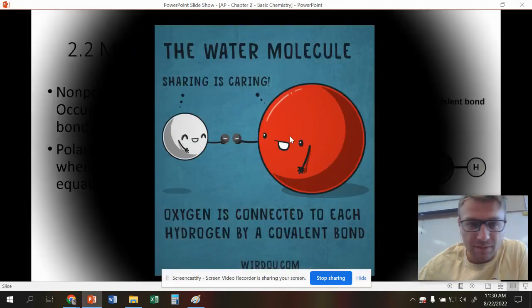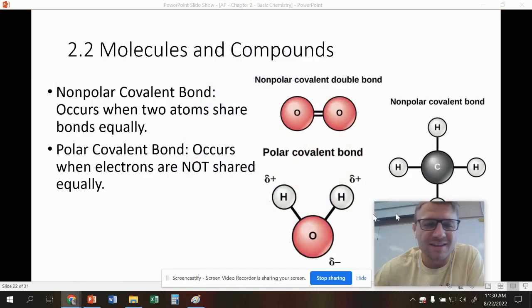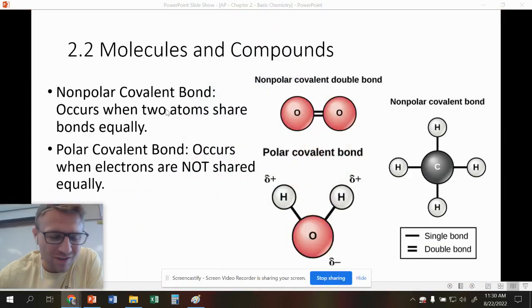All right, let me go back. Non-polar covalent bond. This is when a covalent bond has atoms that share the electrons equally. You can see oxygen is an example of a non-polar covalent bond. CH4, methane, is also an example of a non-polar covalent bond. A polar covalent bond is when the electrons are not shared equally. And this is when you get that electronegativity where we have the positive ends and the negative ends.